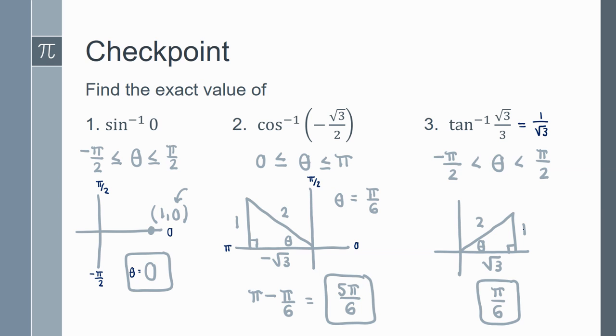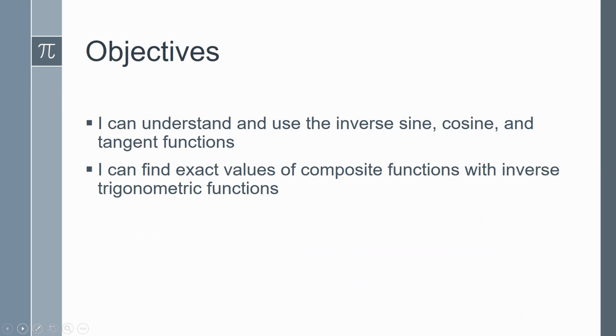So remember, opposite over adjacent. So that's why 1 is across. And so we're dealing with a 30, 60, 90 triangle. And so in this particular case, it's the 30-degree angle. So pi over 6 is my answer. Okay, so that's us understanding and using inverses without a calculator.